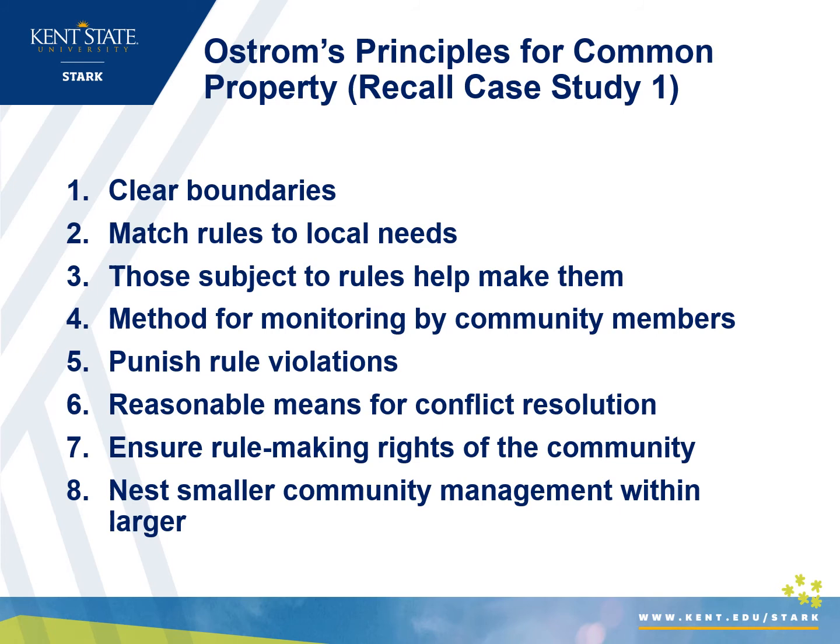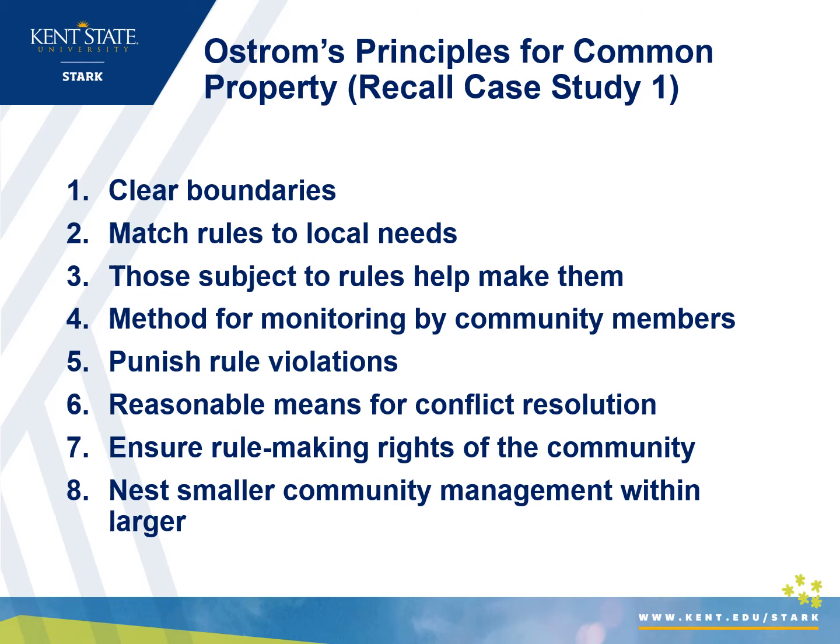Then we need some method for monitoring by the community members, and a way to punish rule violations. That's number 4 and 5. Those two are really just connecting and saying we need to have some kind of enforcement mechanism that is actually possible. We need to be able to identify when people break the agreement, and we need to be able to punish people that break the agreement. Some kind of reasonable means for conflict resolution. So this is something built in. This is a way of building in a repeated nature to the game. If you and I have a conflict, we have some rule set up for how we work out that conflict, which usually is going to involve some kind of punishment-reward strategy.